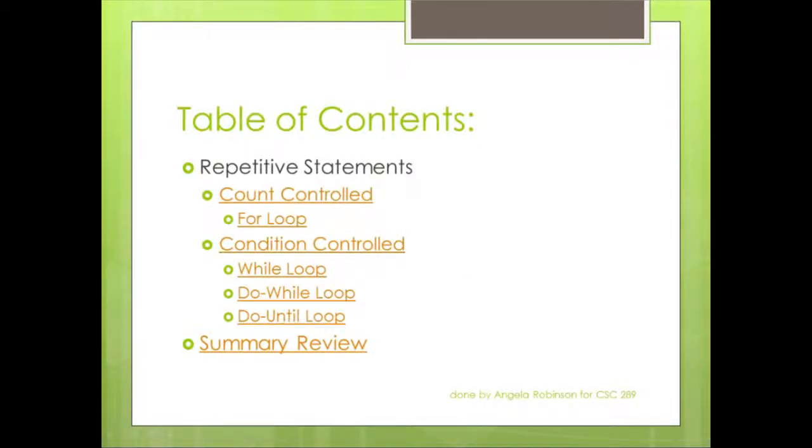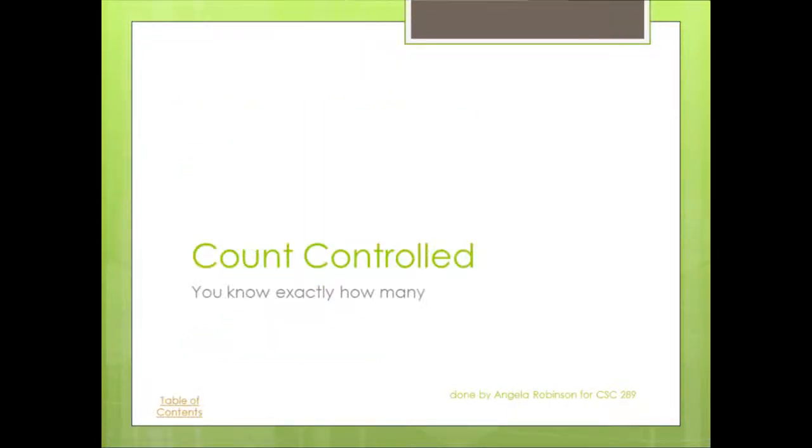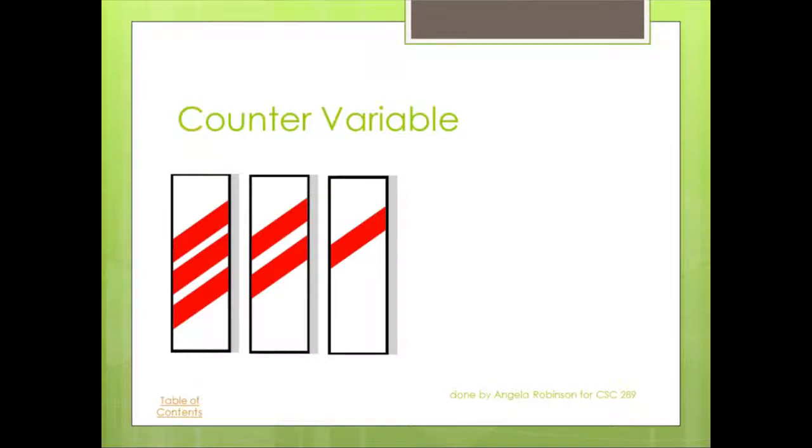In this video, I will be talking about the two kinds of repetitive statements, count-controlled and condition-controlled. A count-controlled loop is when you need to do something for a specific amount of times. You do this by utilizing a counter variable, called counter for short. Within the loop, you perform three tasks to the counter.